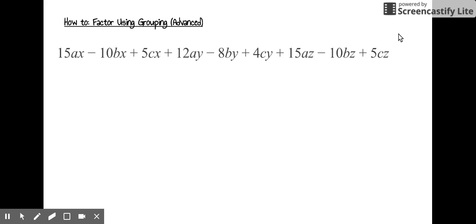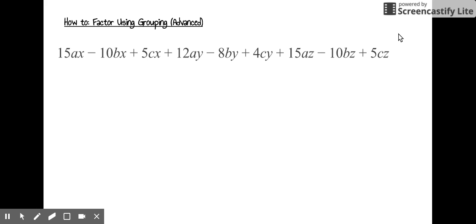So if you're looking for a little extra practice in factoring using grouping with polynomials that have, I think the problem that we're doing has 9 monomials, this is great for you. So here's our problem. We have 15ax minus 10bx plus 5cx plus 12ay minus 8by plus 4cy plus 15az minus 10bz plus 5cz. So our first step, we want to group it.